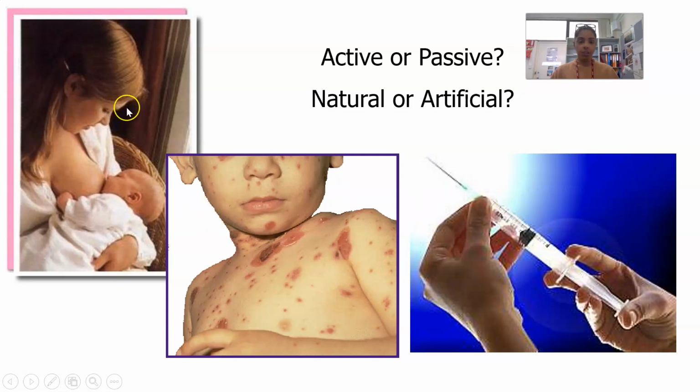These other two images, we can see that they are both in the natural camp. The antibodies that the baby receives from breast milk, we would say that is natural and it's passive. This poor wee lad here is suffering from what looks like some sort of pox, chicken pox. That is natural type of immunity because he survives, and is active because the immune system is stimulated to produce its own memory cells.